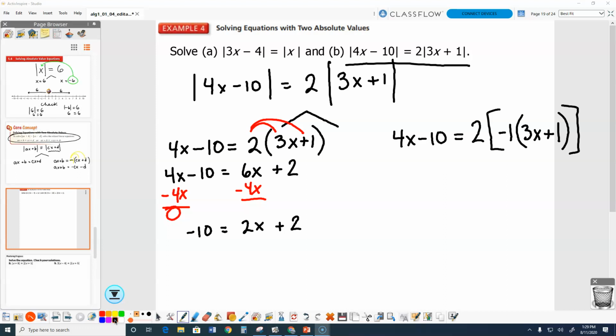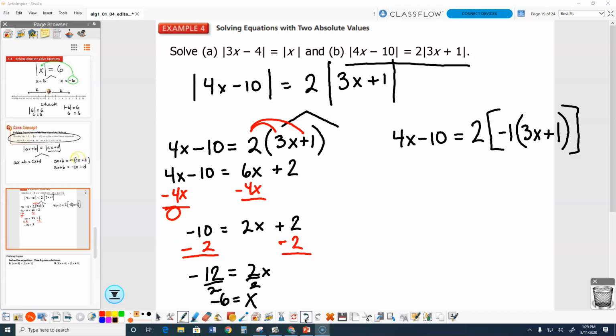So all of my variables are on one side. Now I just need to get all of my numbers on the other side. So I'm going to take away 2 on both sides. And I will end up with -12 is equal to 2x. I'm going to divide by 2, and I get x is equal to -6. I'm going to check that in a moment.